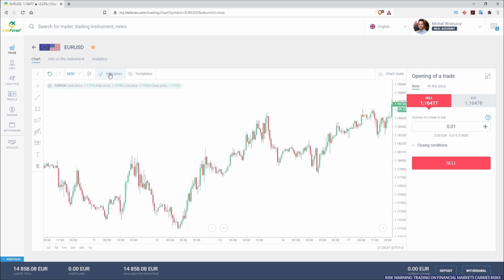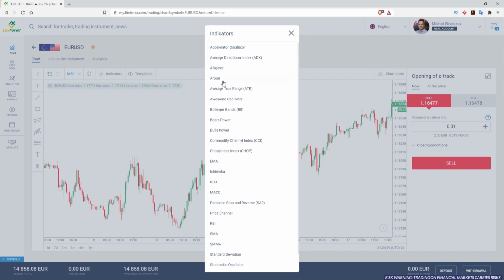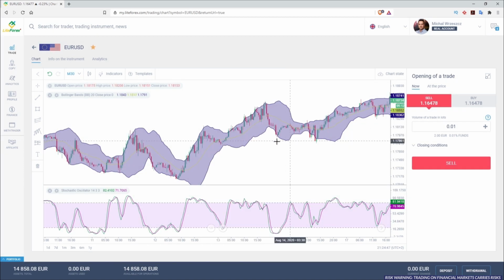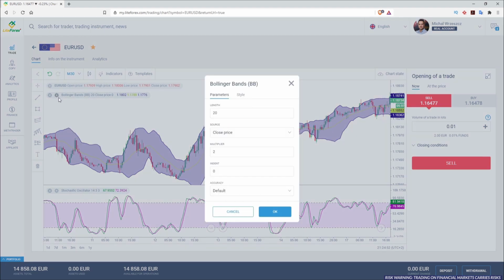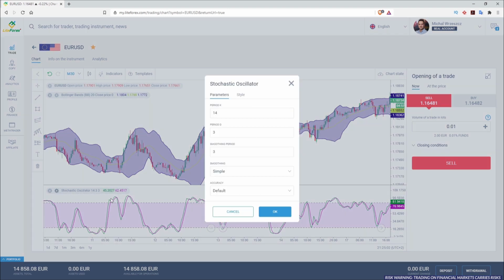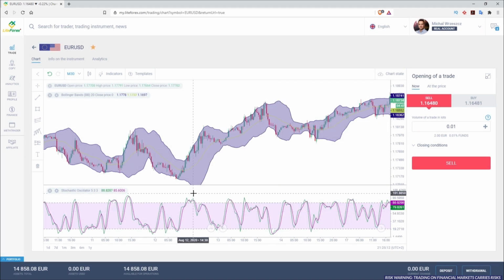So go to the indicators tab, click on that, and the whole list appears. Click Bollinger Bands, and down below you have the Stochastic Oscillator. Close the list and let's set the parameters. Click on the gear tab, and here the Bollinger Bands are already correct by default. For the Stochastic Oscillator, we need to set the percentage K line to 5. As we mentioned before, percentage D is 3 and the smoothing period is 3 by default.